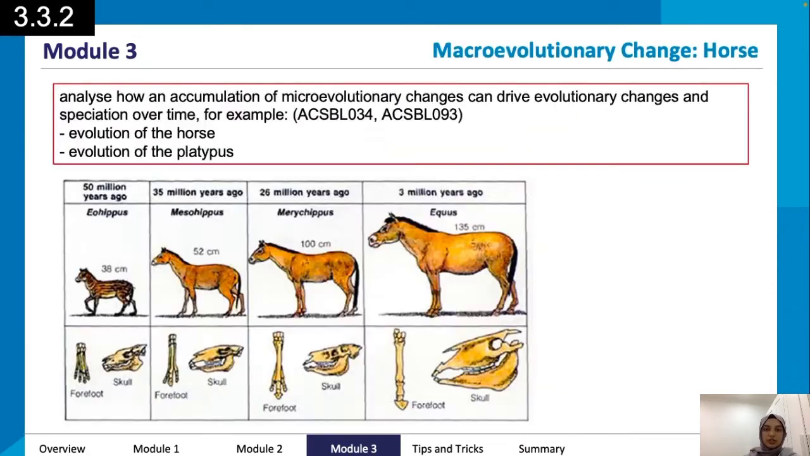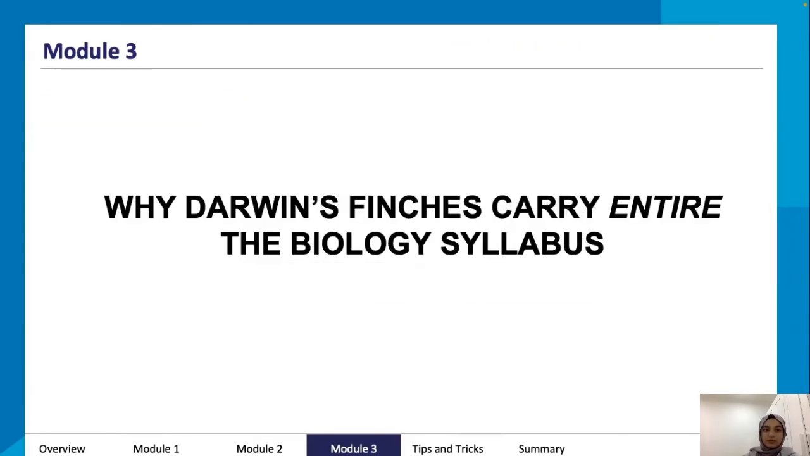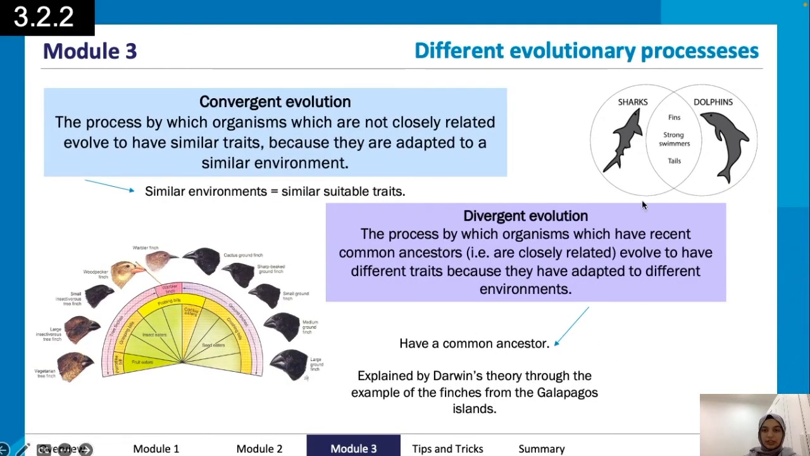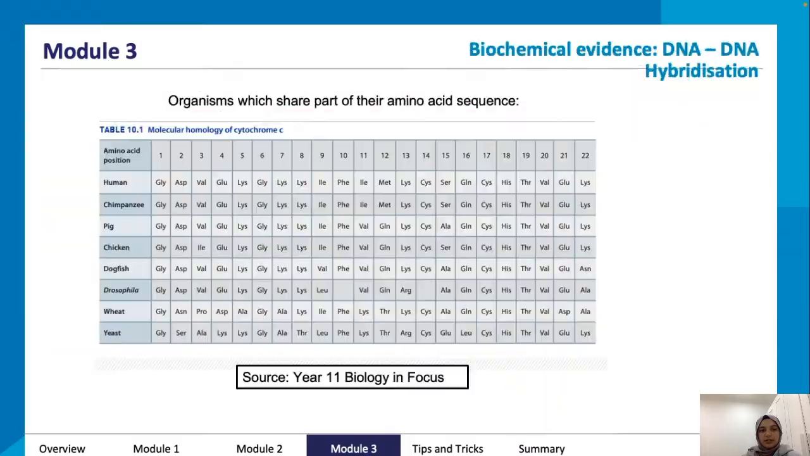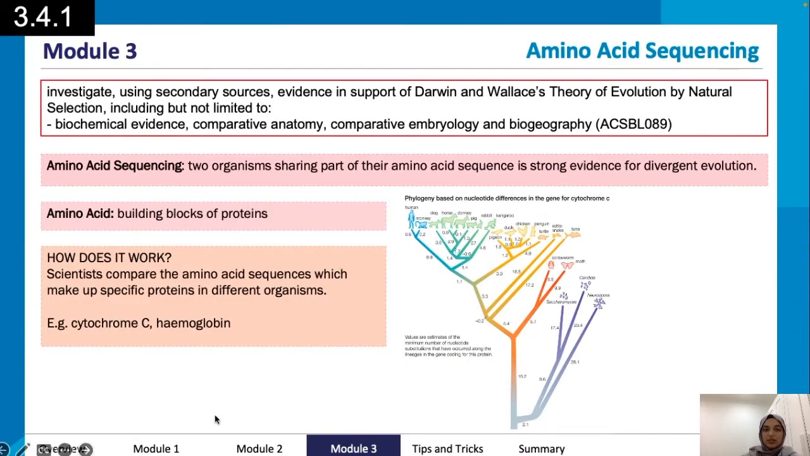Going back to divergent evolution, remember what we went through over here. Remember the process by which organisms that have recent common ancestors have adapted to different traits in different environments. Amino acids are the building blocks of proteins, so it's a really great way to figure out, by looking at the amino acids and comparing them, if divergent evolution has actually occurred. So how does this actually work? It sounds like quite a lot to actually go in and see.